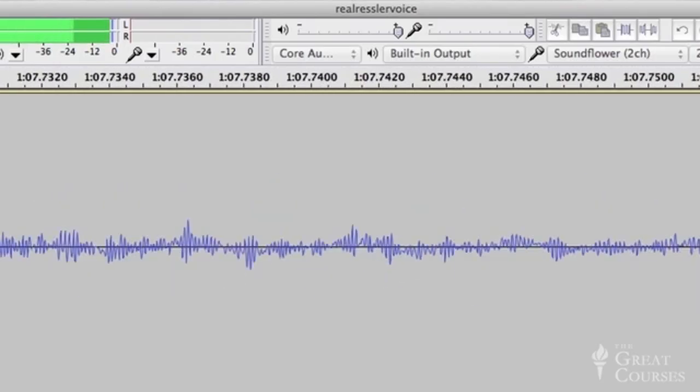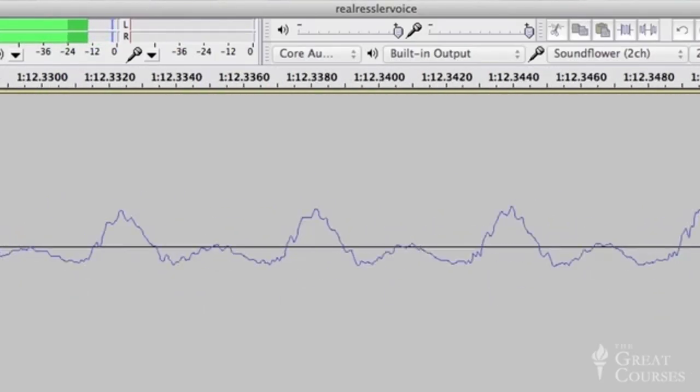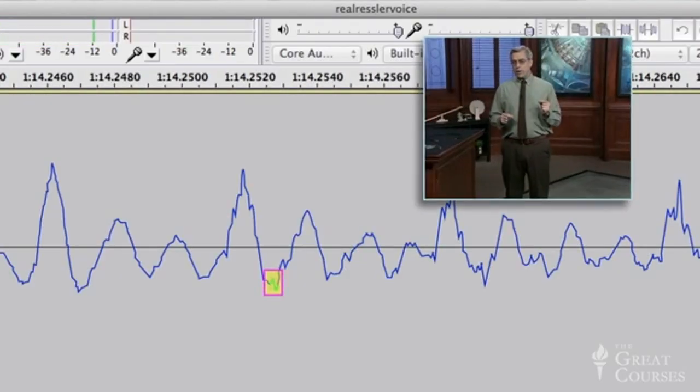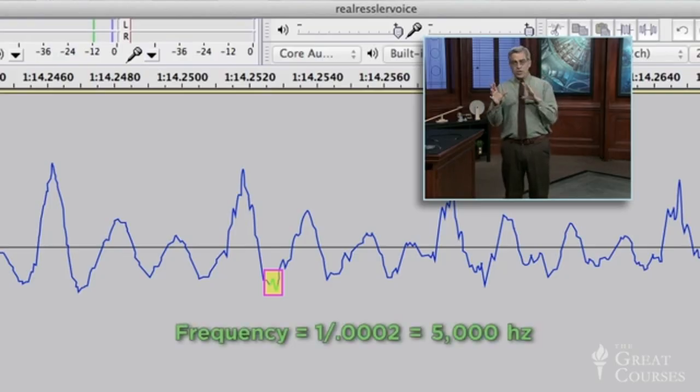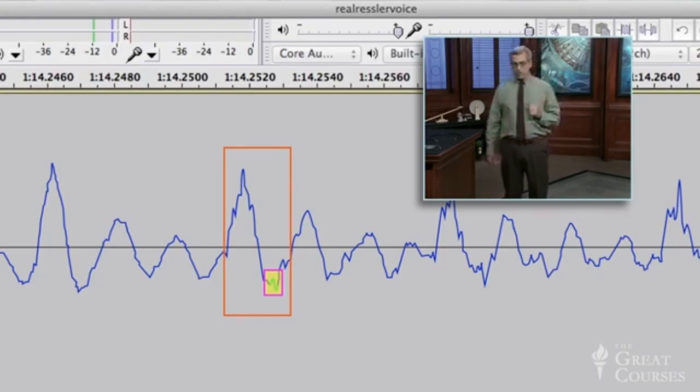Well, here the waveforms are quite irregular, but we can still discern sinusoidal cycles. Here, for example, this wave has a period of 0.0002 seconds. Thus, the frequency is 1 divided by 0.0002 equals 5,000 hertz, which is a very high D sharp. But this snippet of my voice is actually dominated by a larger waveform, 10 times longer, with a frequency of about 500 hertz. That's the B above middle C.